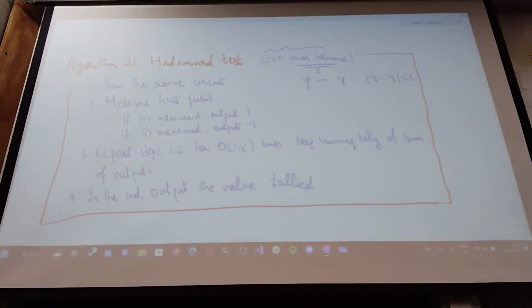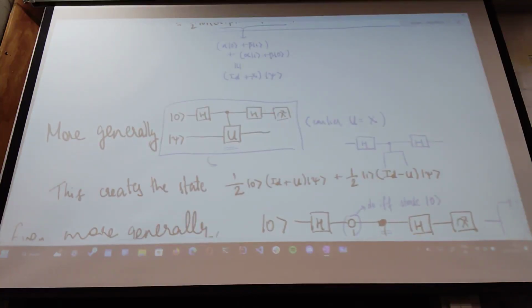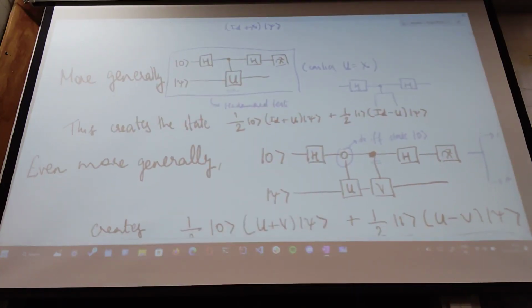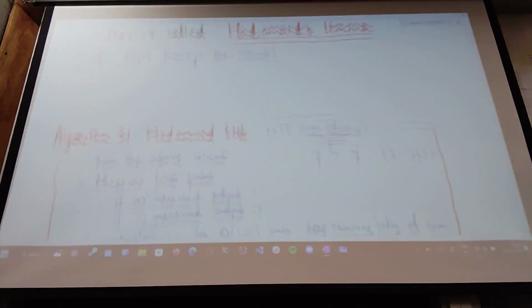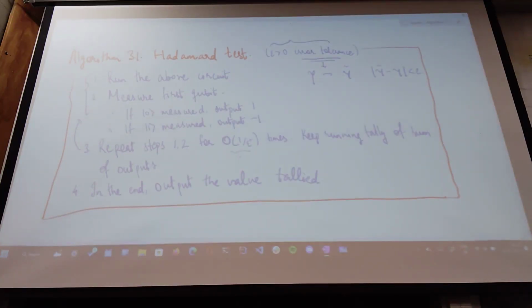Now, I claim that the Hadamard test does the following. You run this circuit over here, and at the end you have the measurement operation. Now, if you measure a 0, I say that you should output a 1. But if you measure a 1, then I say you should output a negative 1. And then I say you should repeat these two steps for some, say, n over epsilon squared times.